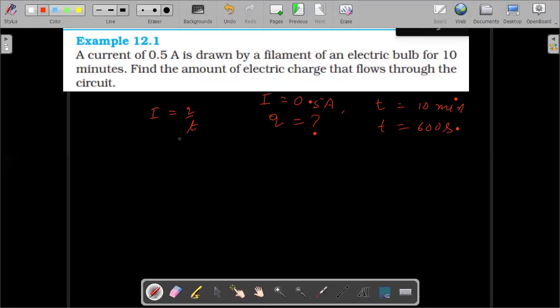And now use this identity, I equals Q by T. So for I we have 0.5, equals Q, as we want to find, at T as 600. So 600 multiplied by 0.5, that we get as Q. And Q is equal to 300. It's 300 coulomb of charges.